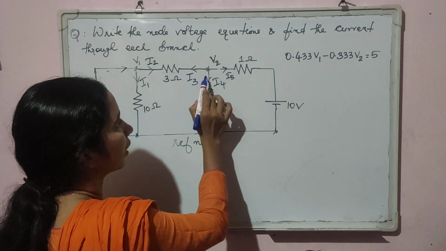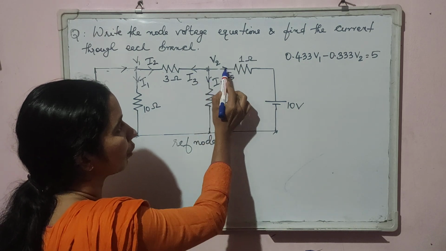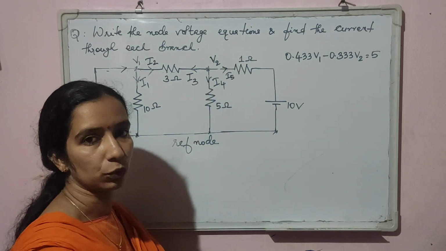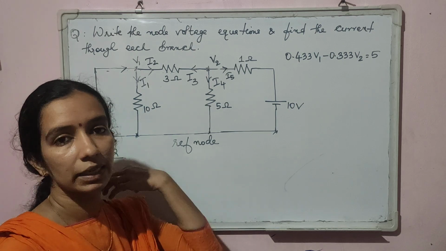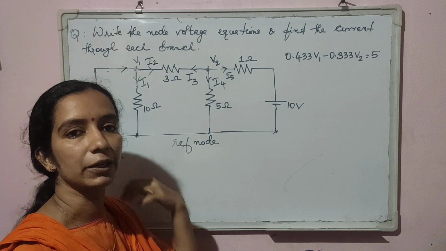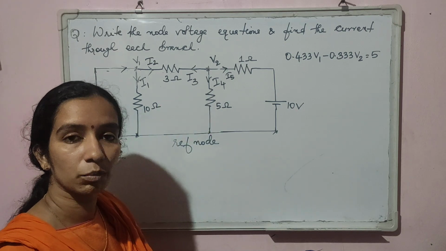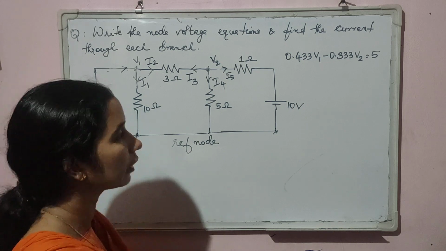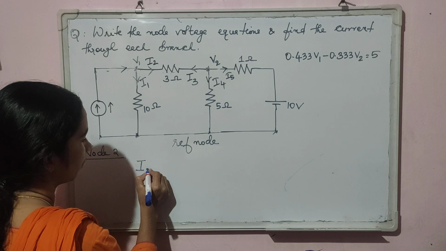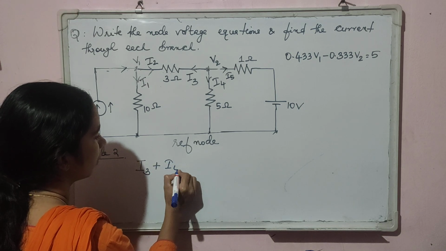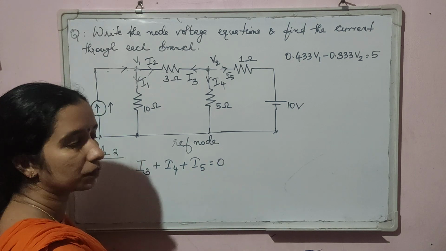So there are 3 branches meeting at node 2 and all the currents I3, I4 and I5 are leaving from the node. Then according to Kirchhoff's current law, sum of currents entering is equal to sum of currents leaving. So there are no entering currents here. So we can write sum of currents leaving is equal to 0, or I3 plus I4 plus I5 is equal to 0.